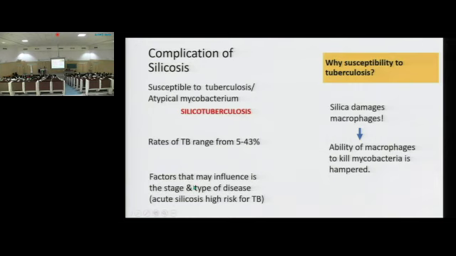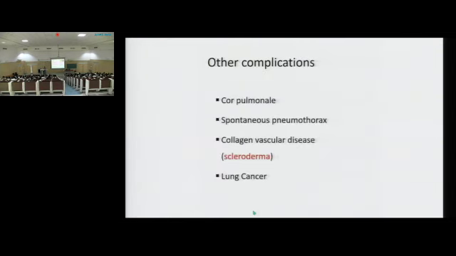As I mentioned, the silica damages the macrophages and the ability to kill the mycobacteria is hampered, and that leads to the development of tuberculosis in these patients. Other than tuberculosis, what are other complications that they can have? These patients can have cor pulmonale due to pulmonary resistance to the blood flow, which leads to right ventricular hypertrophy. There can be spontaneous pneumothorax, or these patients may develop scleroderma or collagen vascular disease due to immune response, and very rarely these patients can have lung cancers in long-standing cases.